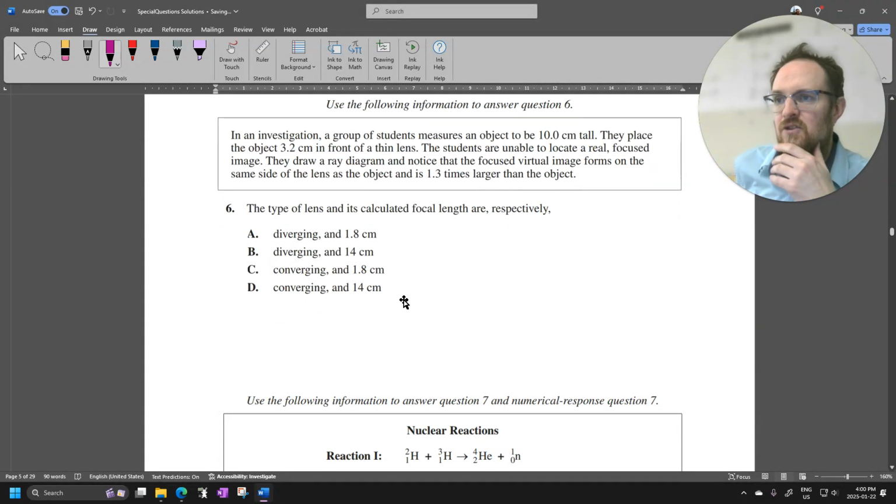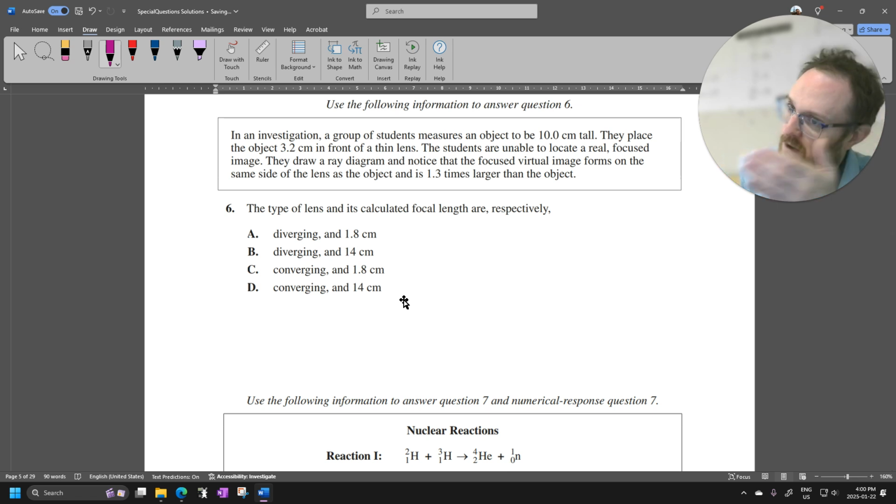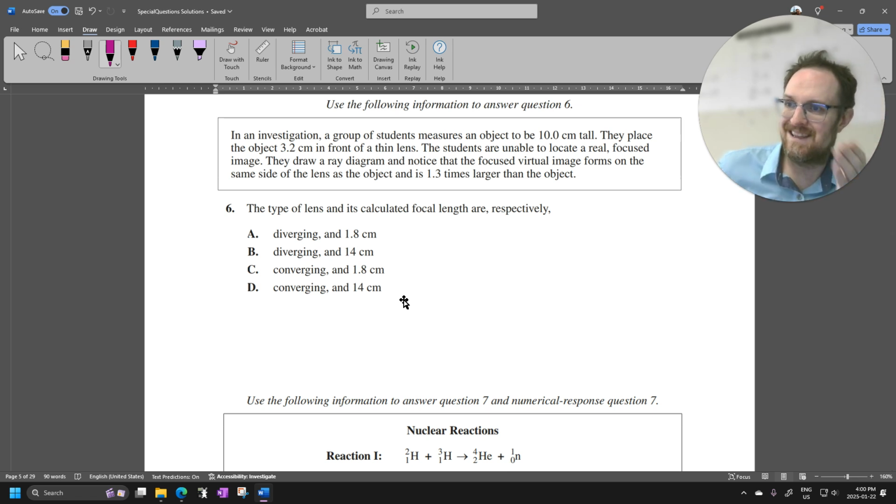In an investigation, a group of students measure an object to be 10 centimeters tall. They place the object 3.2 centimeters in front of a thin lens. They were unable to locate a real focused image. They draw the ray diagram and they realize that it was supposed to be a virtual image on the same side of the lens as the object. Make sense? It's 1.3 times larger than the object, but we don't know if it's inverted or anything, but we do know it's virtual. Oh, it's taller.